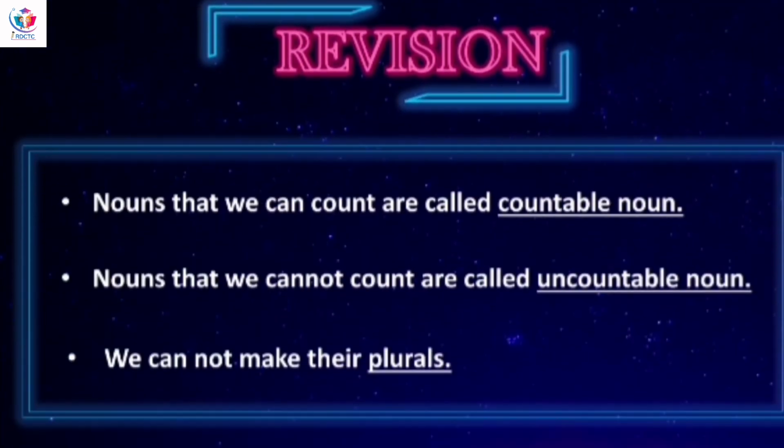And now it is our revision time. Nouns that we can count are called countable nouns. Nouns that we cannot count are called uncountable nouns. And we cannot make their plurals, right? Here we complete our video.